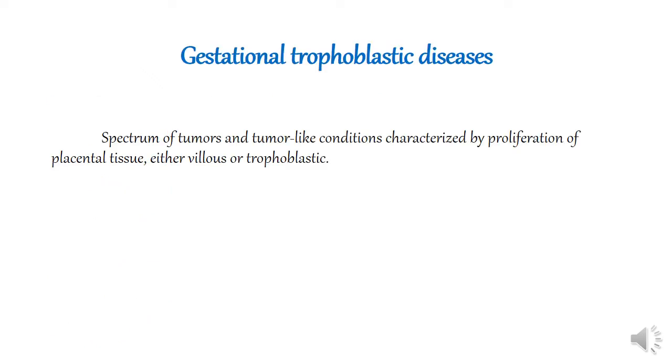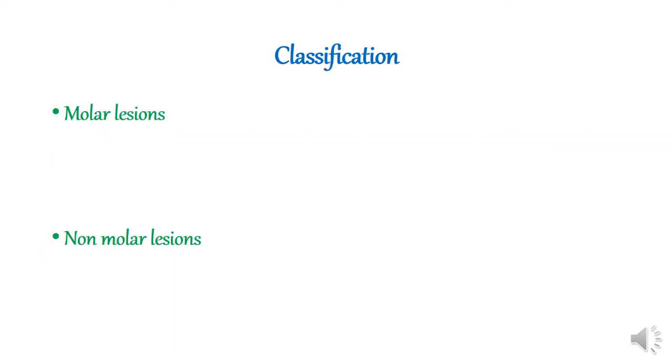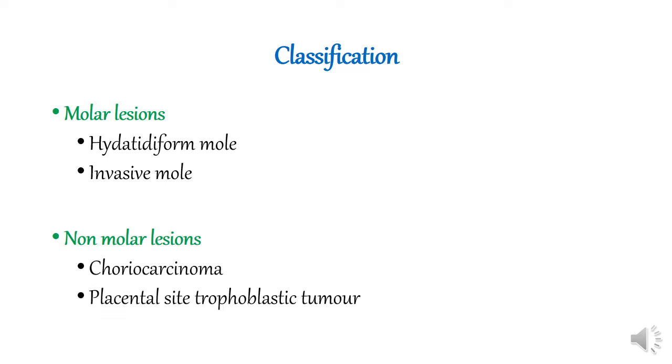First, we'll go for the definition of gestational trophoblastic diseases. These are the spectrum of tumor or tumor-like conditions which are characterized by proliferation of placental tissue, either villus or trophoblastic. They can be broadly classified into molar lesion and non-molar lesion. In molar lesion, we have hydatidiform mole, then invasive mole. In non-molar lesion, we have choriocarcinoma and placental site trophoblastic tumor.